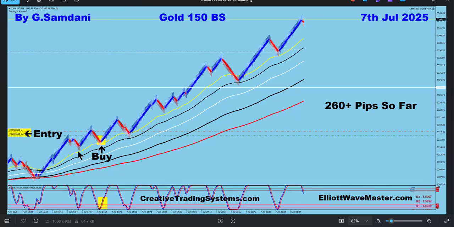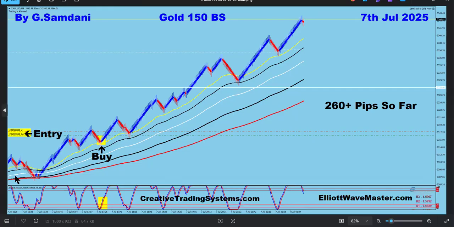Then this is the fourth one. This is not the entry because the yellow line was not touched, right? Everything else was there, but touching the yellow line is also a condition. So that's after that, and look what happened. This was a beautiful entry as well, but that was too late.